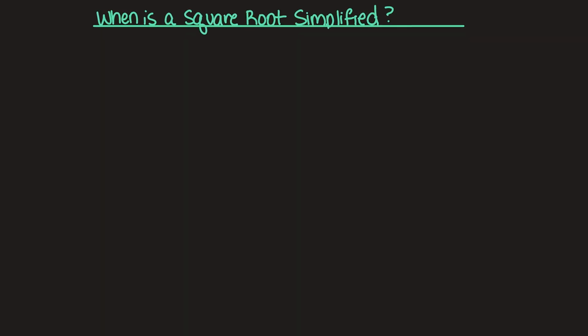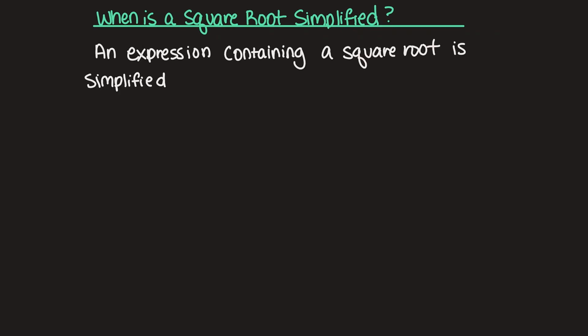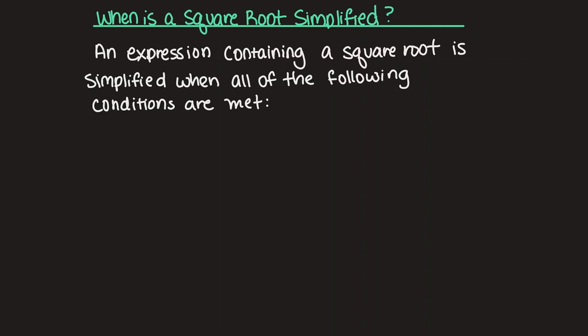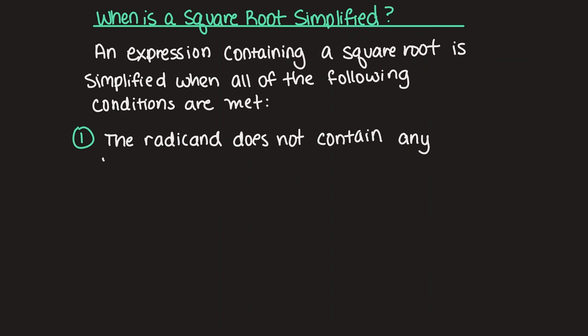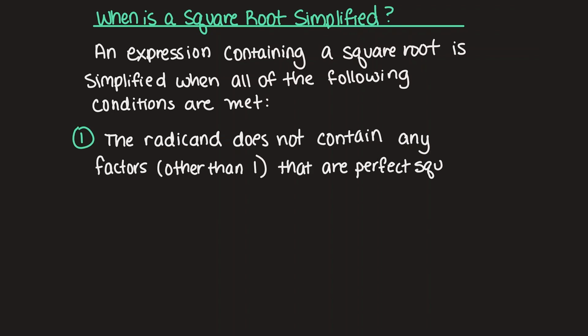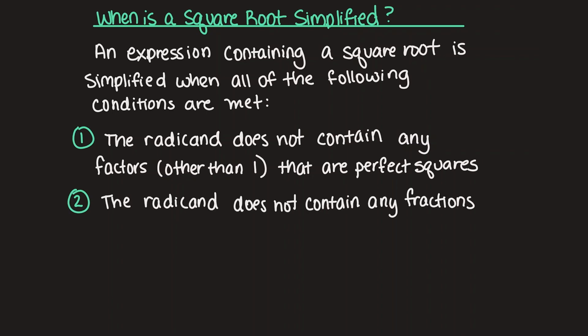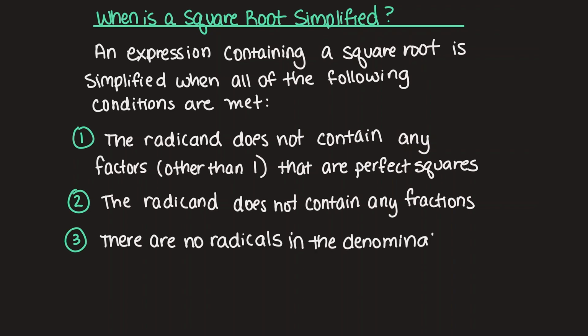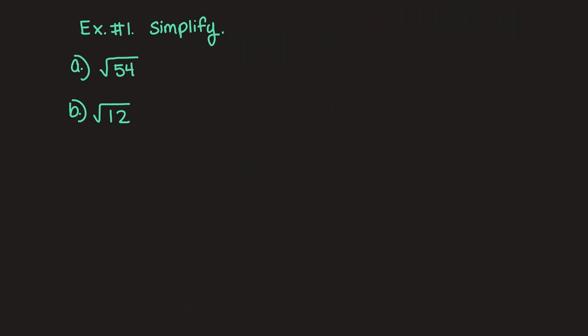So let's write down some conditions for when a square root is simplified. So an expression containing a square root is simplified when all of the following conditions are met. So the first condition is that the radicand does not contain any factors other than 1 that are perfect squares. The second condition is that the radicand does not contain any fractions. And the third condition is that there are no radicals in the denominator of the fraction. So let's try a few examples and simplify some square root radicals.